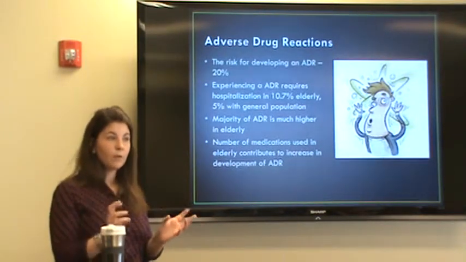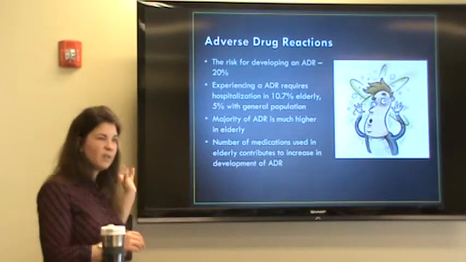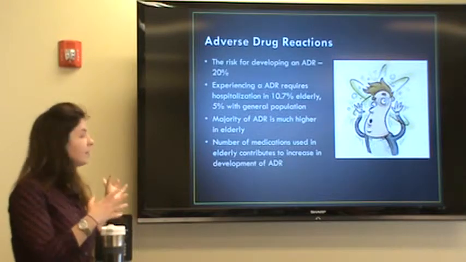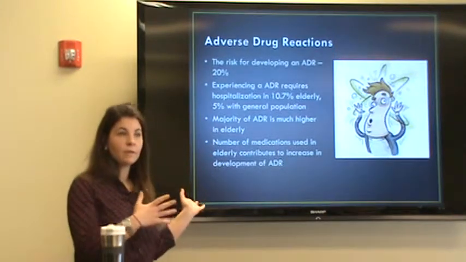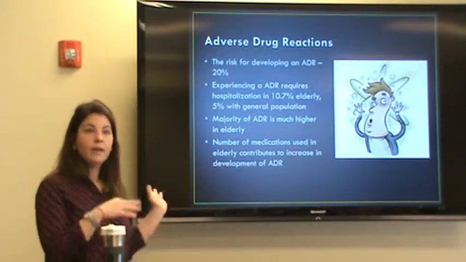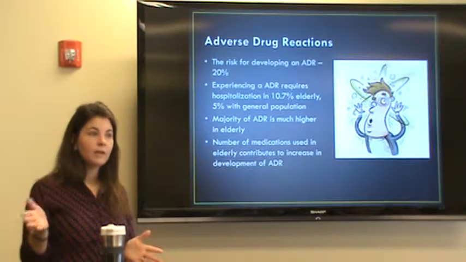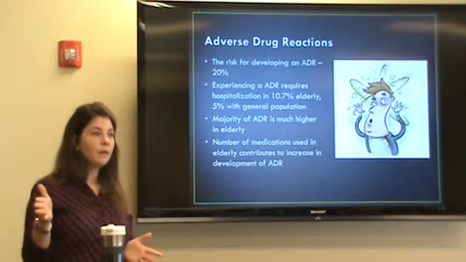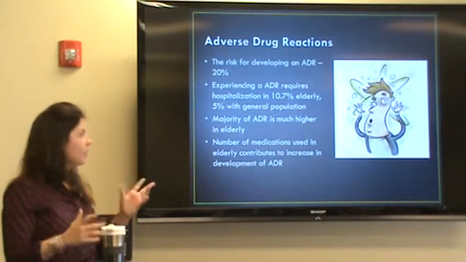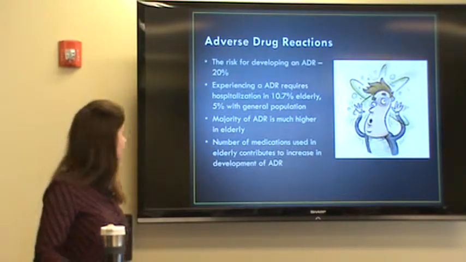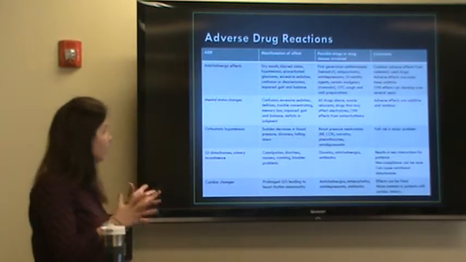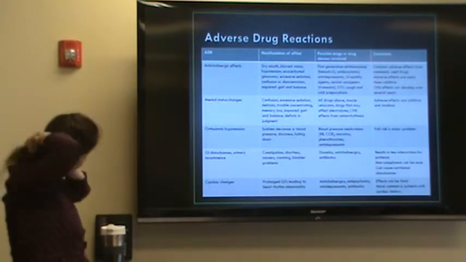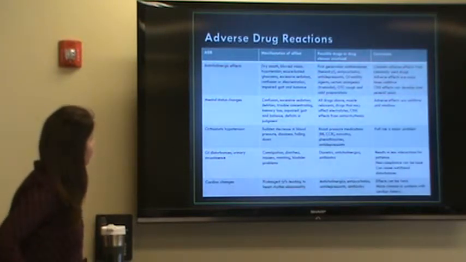So if you're taking 1 to 2 medications, which we just said not very many elderly patients are taking, then your risk of experiencing an adverse drug reaction is around 20%. As you get to 6 to 7 medications, the risk for experiencing an adverse drug reaction is 100%. So it's kind of like a double-edged sword here, right? So let's talk a little bit about some common medications and some of the adverse drug reactions that we see.